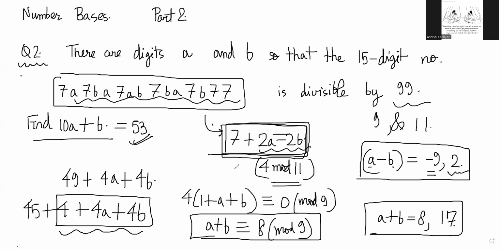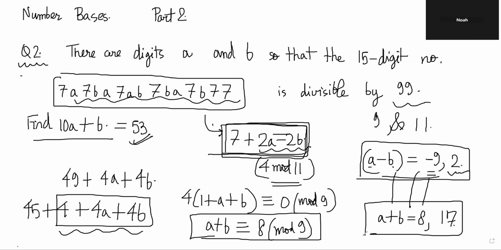Maybe the solution doesn't come because of the other condition, because you have to solve a system of equations. If you solve the first one, you are getting, if you do a minus b equal to negative 9 and a plus b equal to 8, that can't work because a would be a half or negative a half.